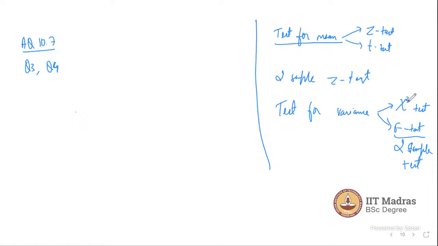And whenever you want to test for the means, it can be a z-test or t-test. So you will have to read the problem statement carefully and try to figure out on your own what kind of test you are going to use.